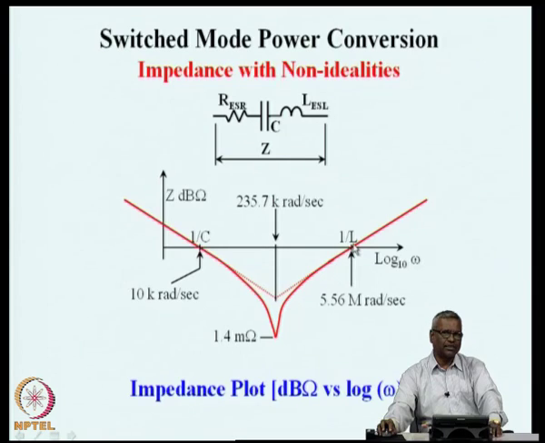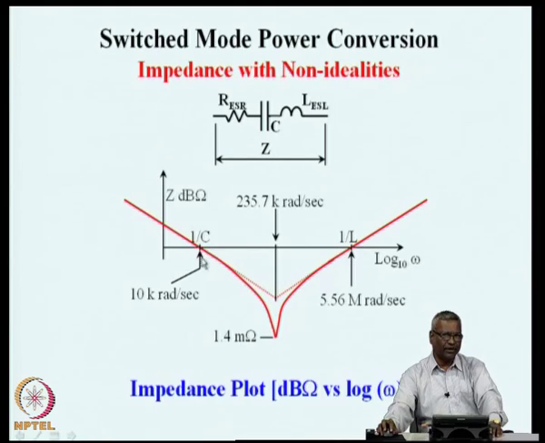And again, the 1 ohm impedance on this part of the characteristics is when 1 by L is the impedance. L is 180 nanohenry in this particular example. 1 by 180 nanohenry is 5.56 megaradian per second. So, at that frequency also the impedance is 1 ohm. At 10 kiloradian per second also it is 1 ohm. At this frequency the capacitance is contributing to the impedance and the inductance is practically a short circuit. And at this frequency the inductance is contributing to the impedance and the capacitance is a short circuit.